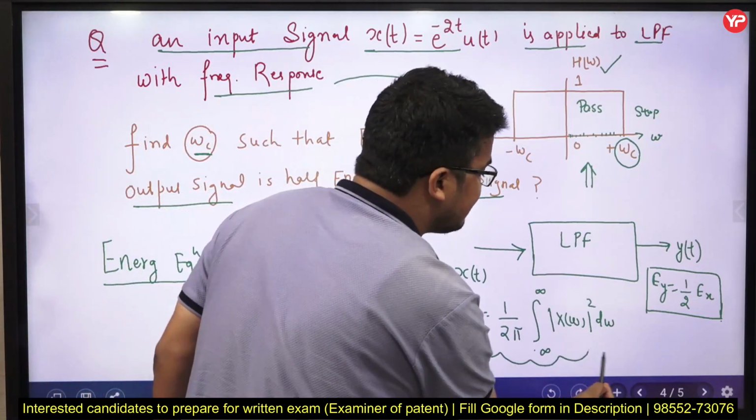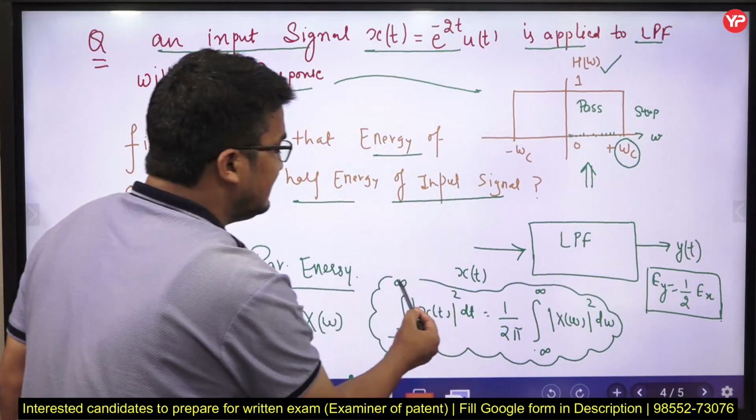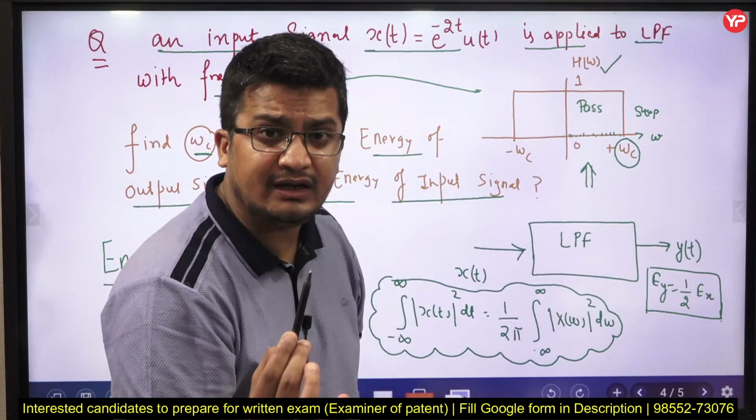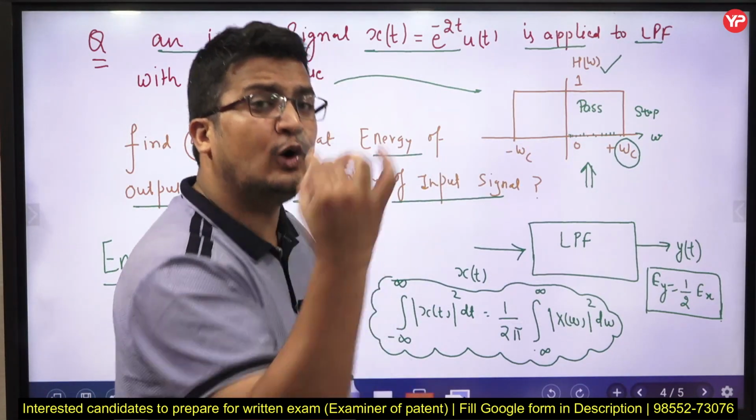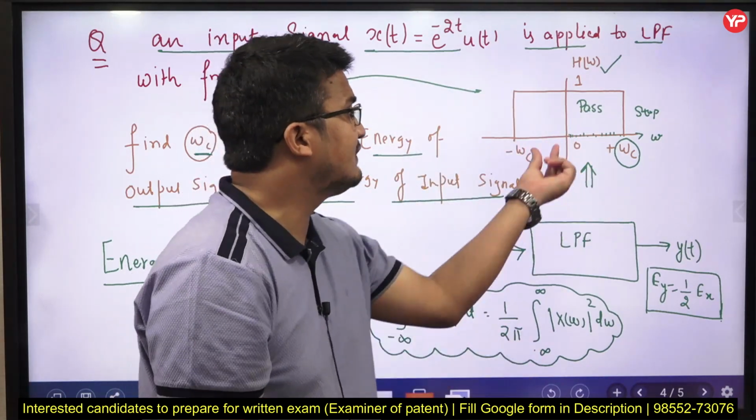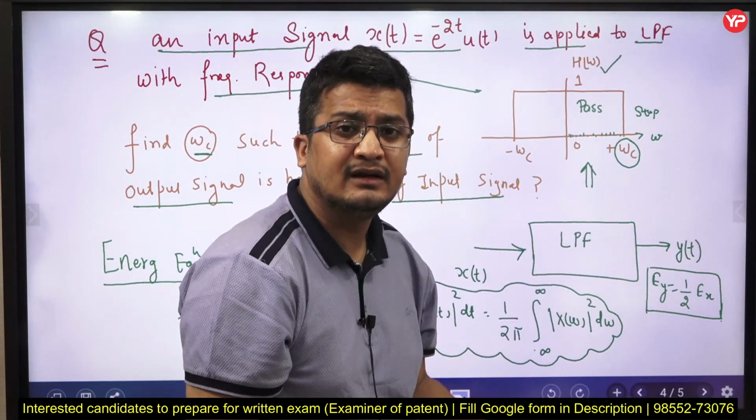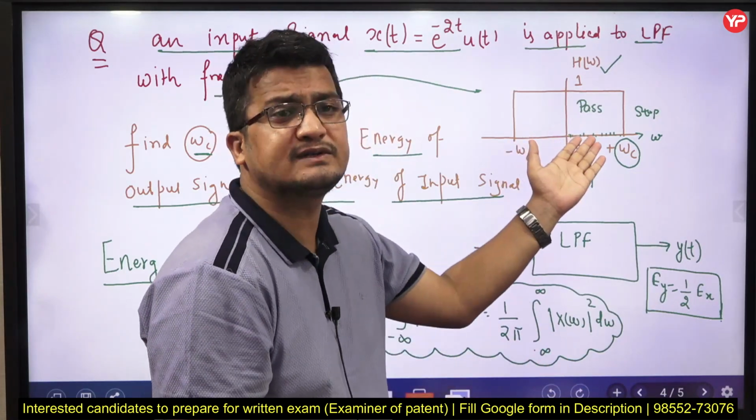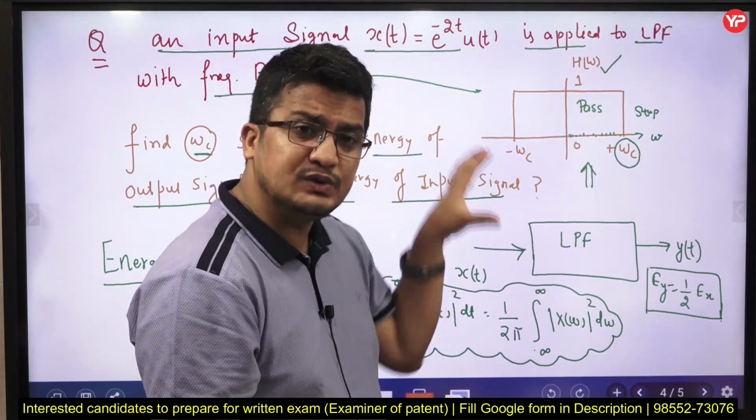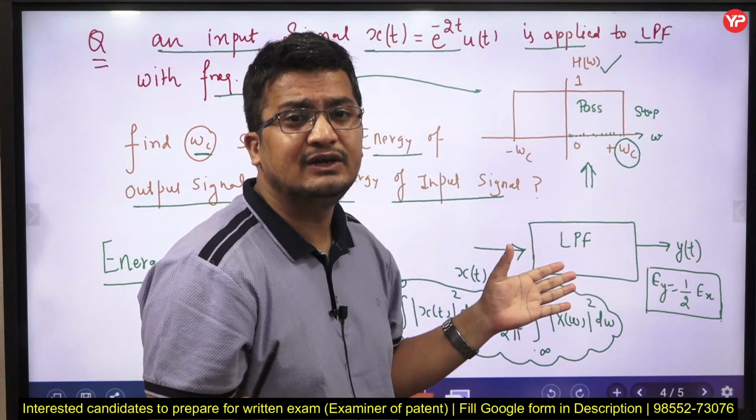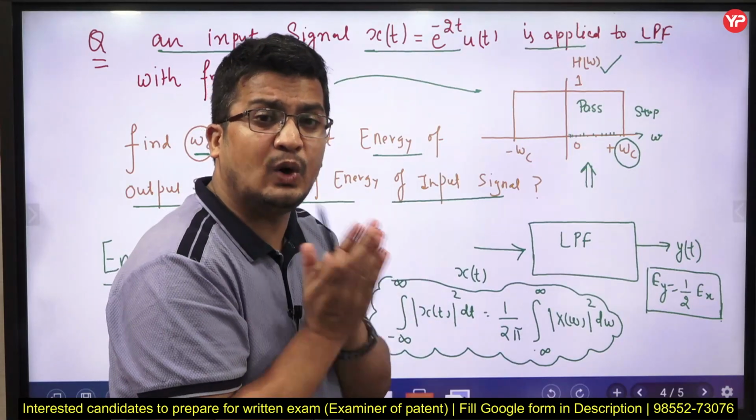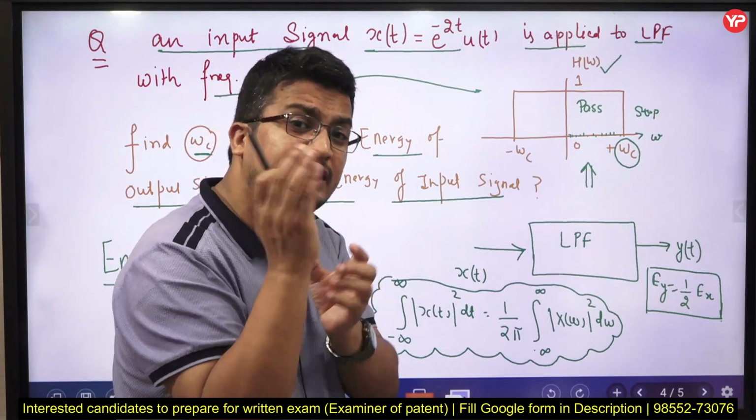One, this relation, and second, this relation. You must be knowing that a low pass filter will be doing only one task. It will be giving the output signal with frequency lying from 0 to omega c only. Above omega c there will be no frequency, the reason being that it is the filtering process. A filter is just used to reject the rest of the frequencies. You need to pass only from 0 to omega c.